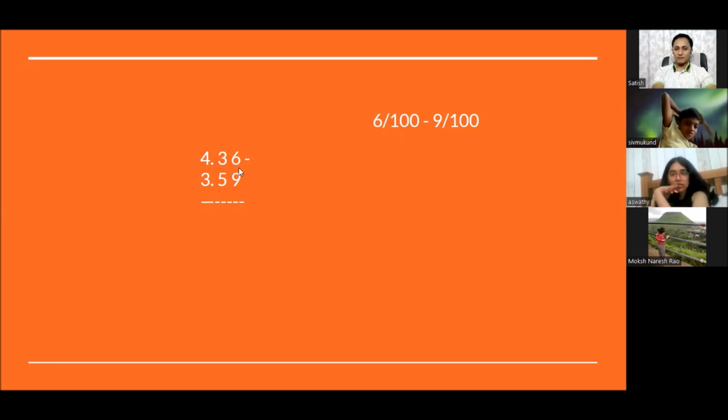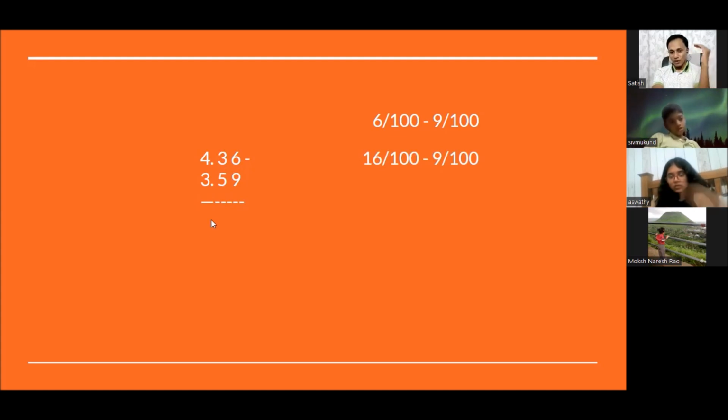See, this is 6 by 100 minus 9 by 100, right? The value of this position is 6 by 100. This is 9 by 100. Agree? So now you can't do 6 by 100 minus 9 by 100 because 9 is bigger than 6. So what you will do? You want to borrow from this 3, you will borrow 1. But this 3's position is 1 by 10. So if you borrow 1 to this, what will happen to the 6 by 100? What will be its value then? 6.1. It will become 16 by 100, right? Because 3 is 0.3.